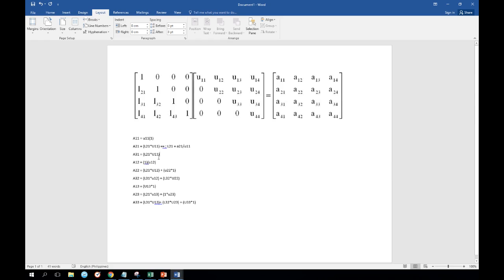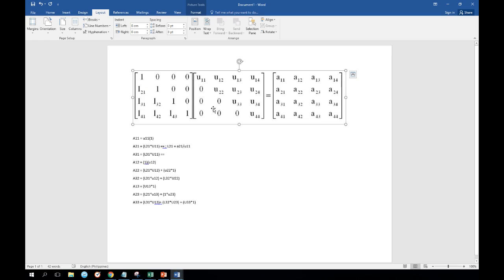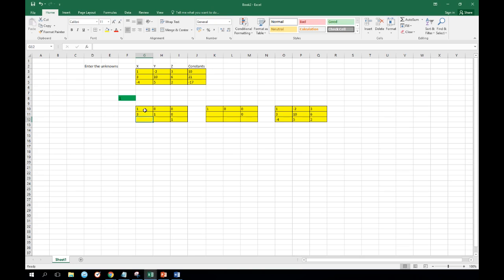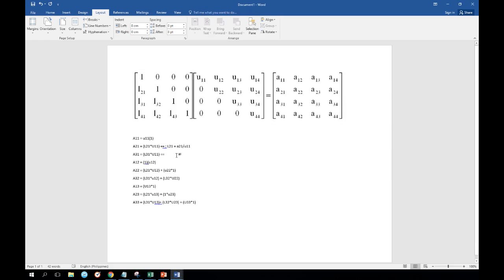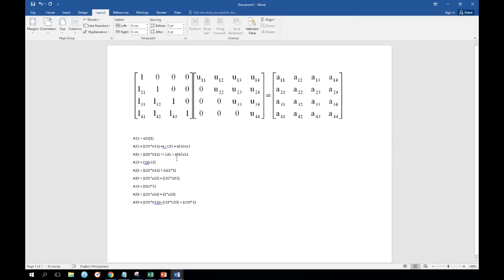Now the next thing that we have to solve is L31. You have to find L31, which is this value, since on this table it is unknown. To find L31, we simply divide A31 by U11. Take note that A31 is this and U11 is this one. So let's divide -4 by 1, the U11.